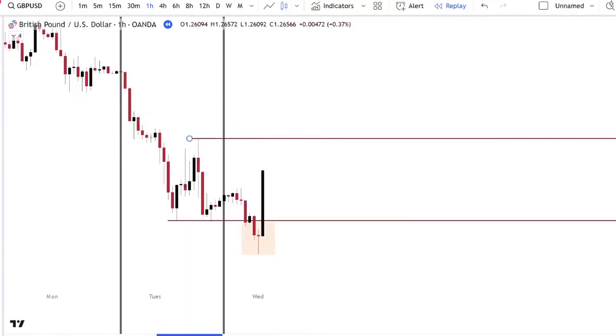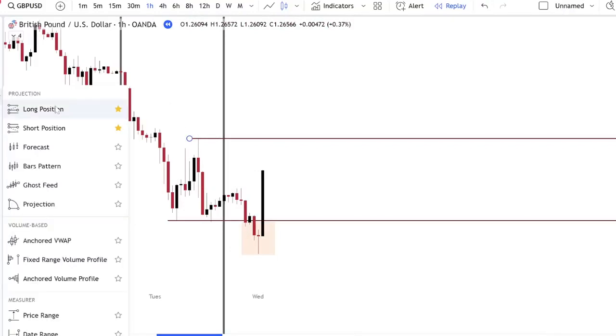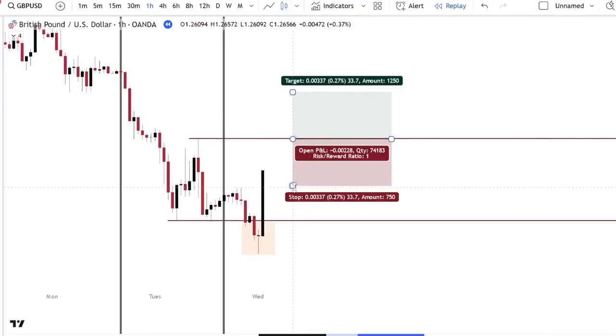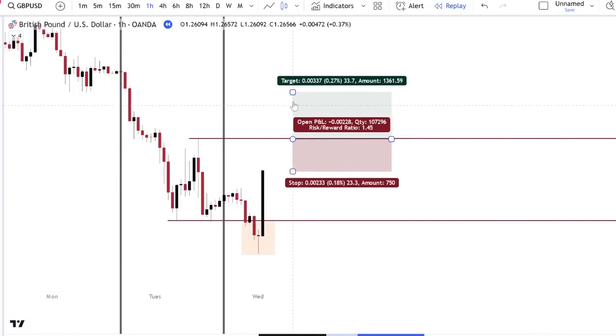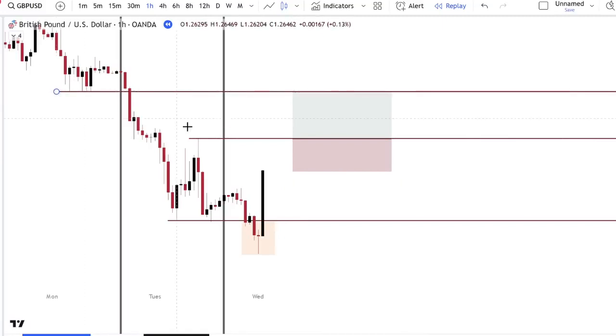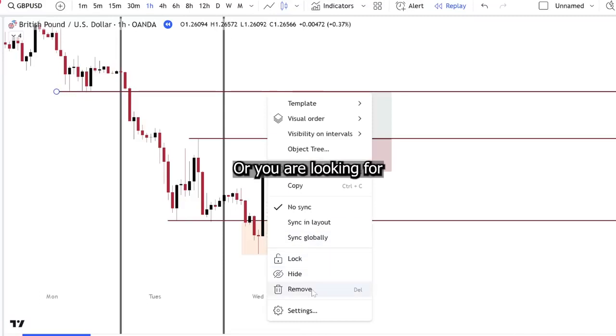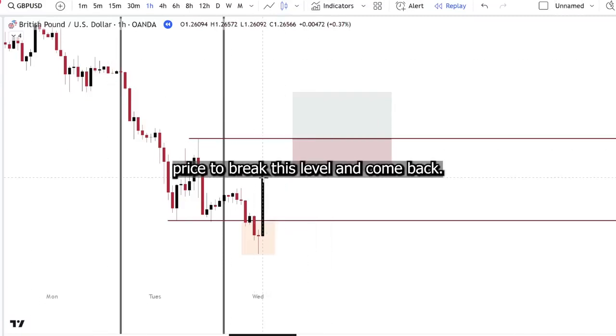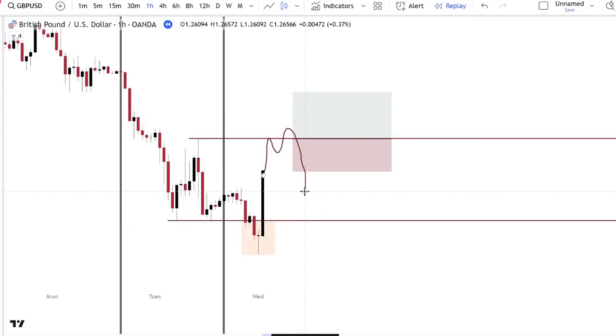Would you be looking for a continuation right here? Let's say once price breaks this level, you're looking for a continuation, an entry once price breaks this level, and your TP would obviously be your next point of rejection, which would be this level right here. Or you are looking for price to break this level and come back, and now you're starting to look at your point of interest, which could be this breaker right here, or it could be your extreme zone. Which one of these would you be looking for based on everything that I spoke on previously?